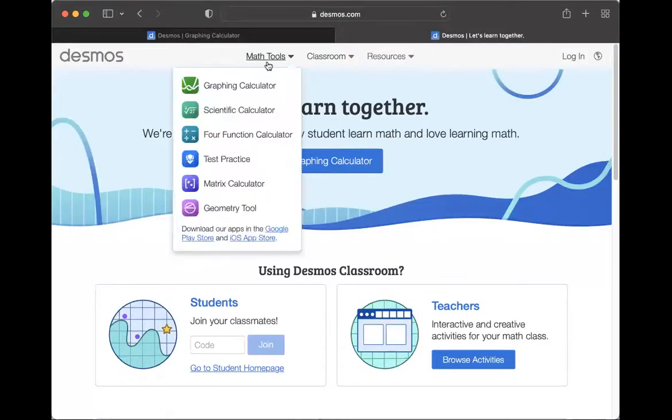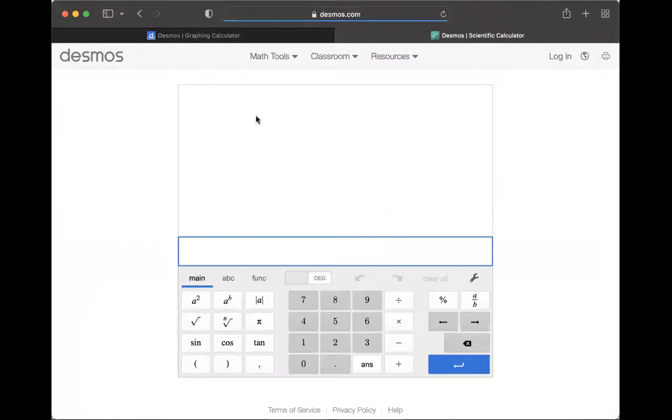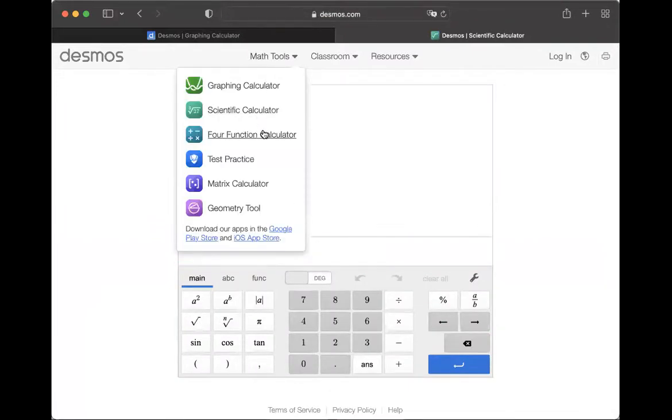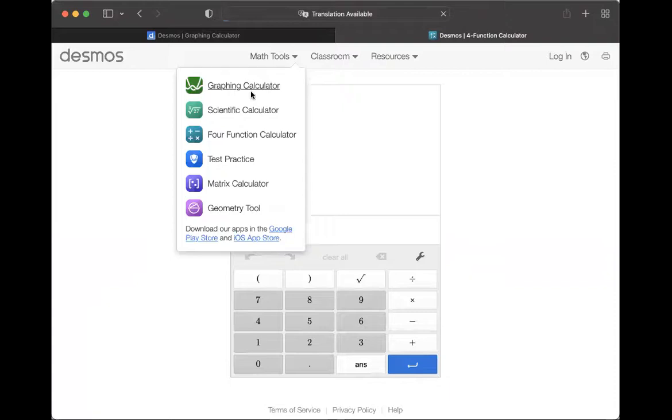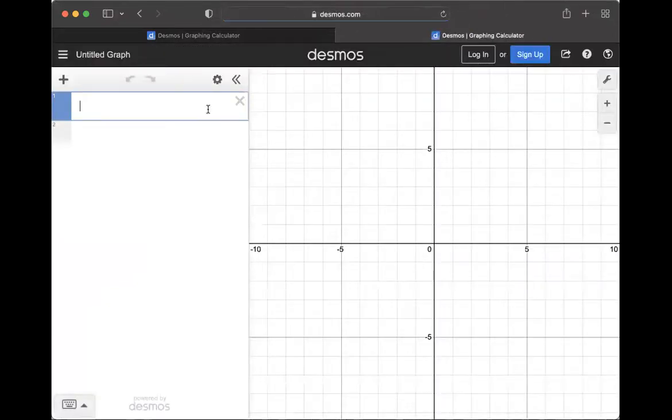It will say math tools. Here's where you get a calculator for the other units' exams. For function calculator, if this one's a bit overwhelming, you can just go to an even smaller one. But graphing calculator, here's where Desmos can serve you for Unit 2.